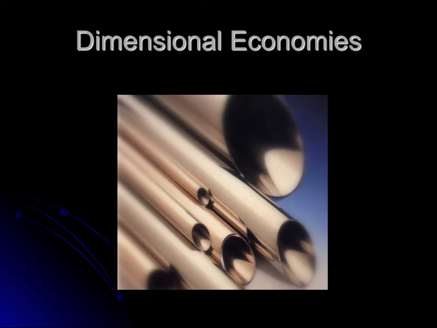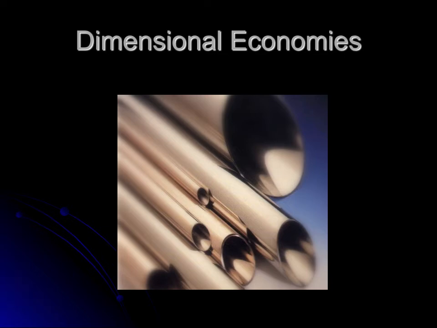Dimensional economies are another reason that larger firms may be at an advantage, and this works in a very different way. This is a geometric relation comparing the volume to the area. So if we look at a pipe, the volume is going to be a cube, where the surface is going to be a square.